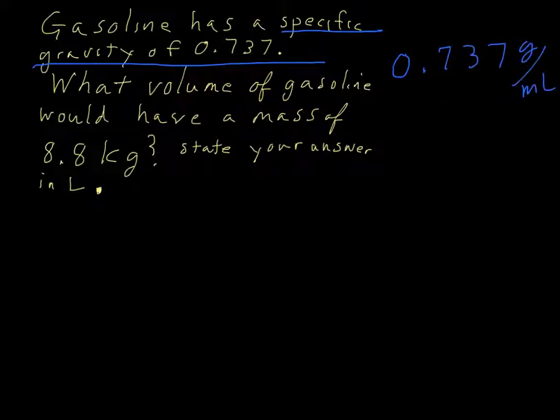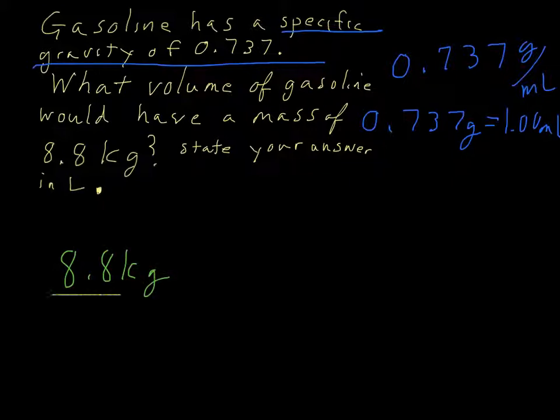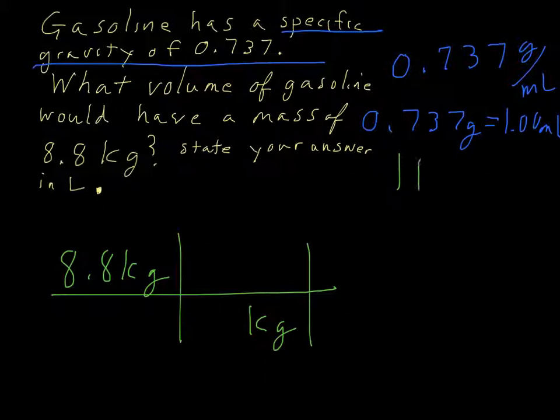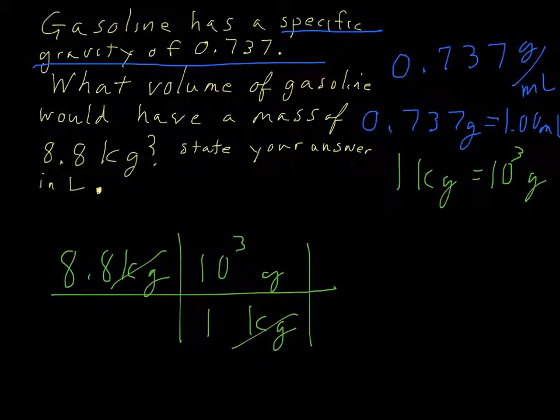If it has a specific gravity of 0.737, then it has a density of 0.737 grams per milliliter, which means we have a conversion factor of that. That leaves us one number to start our line with, 8.8 kilograms. Now, our first step is going to have to be getting rid of those kilograms. What do I know about kilograms? I know that 1 kilogram is 1,000 grams. So now I've gotten rid of kilograms and I have units of grams.